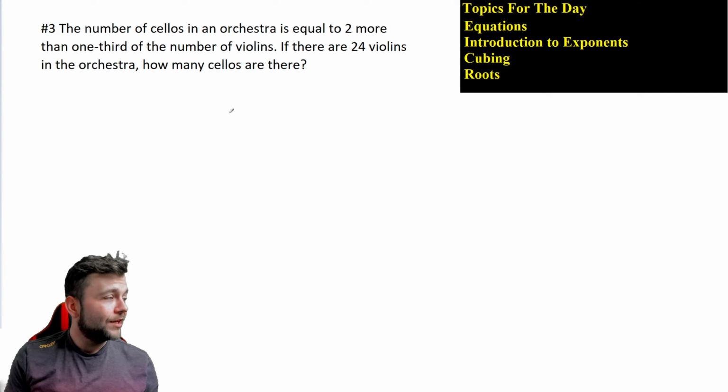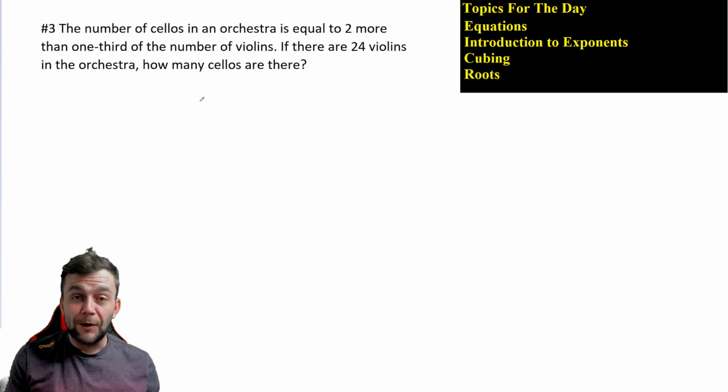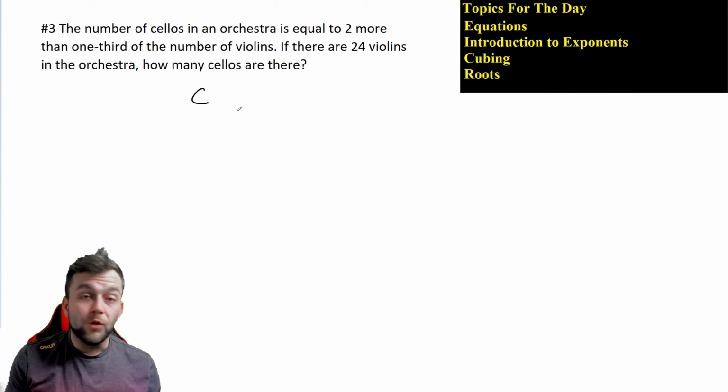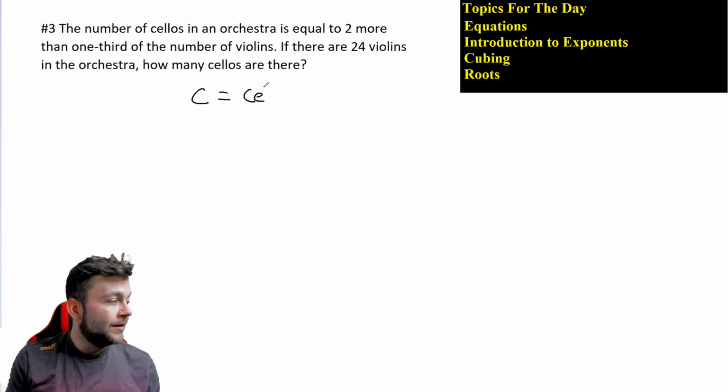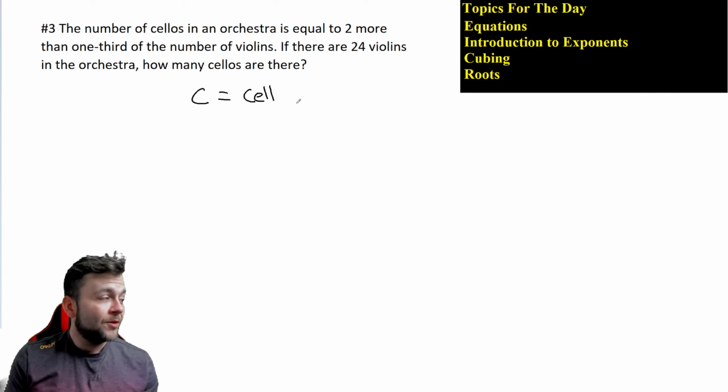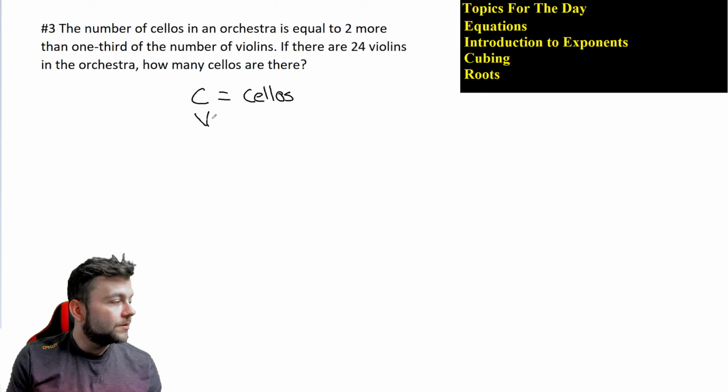So let's write down our variables. Cellos will be represented with the C. So C is cellos. Third time is the charm. So cellos is the variable C, and violins we will have as V. Don't think about the question, just keep your mind clear and don't worry about it.